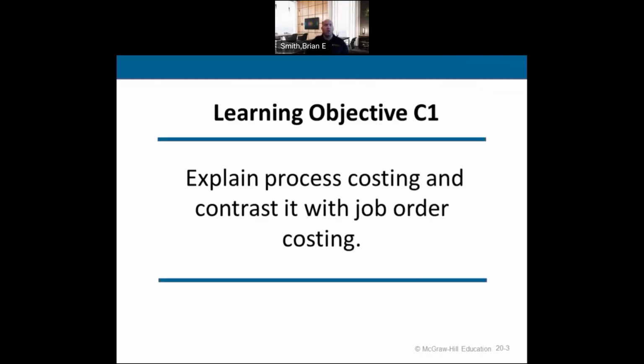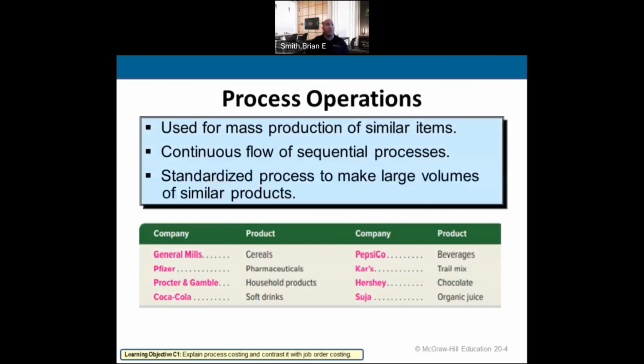So let's talk about mass production operations. We're talking about different companies that are producing the same product over and over again. Here are some examples. You have breakfast cereals. You buy a box of Raisin Bran, and it's going to probably look a lot like Raisin Bran wherever you buy it, as long as it's from the same company.